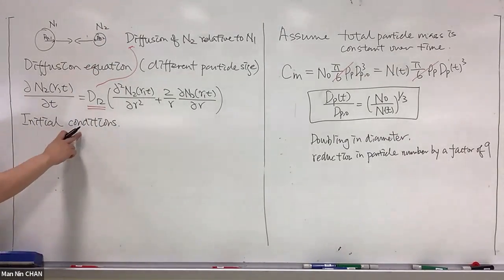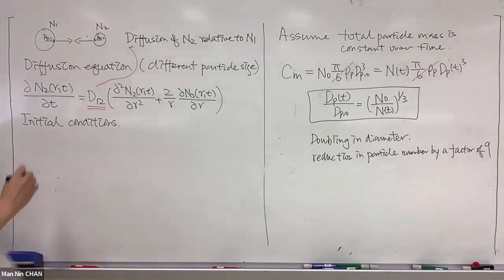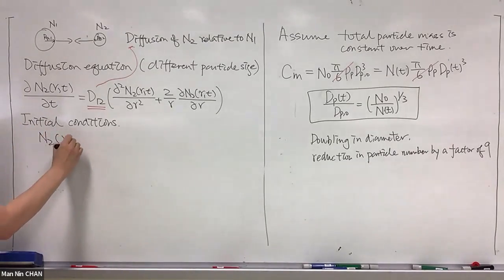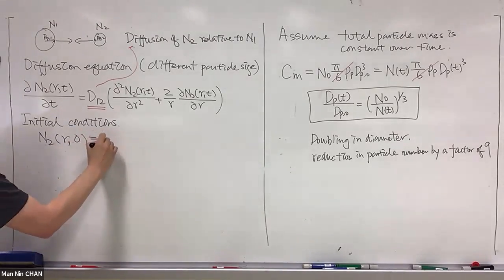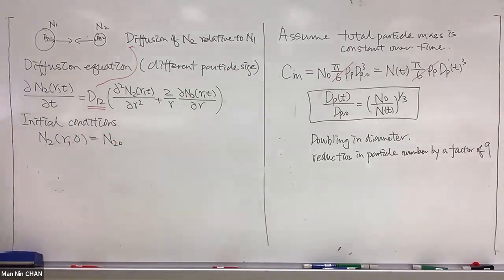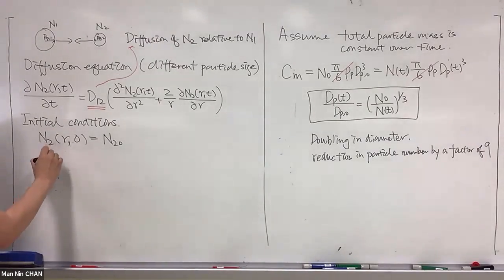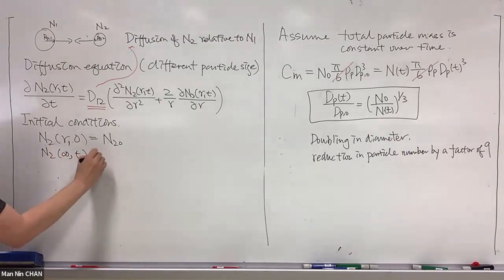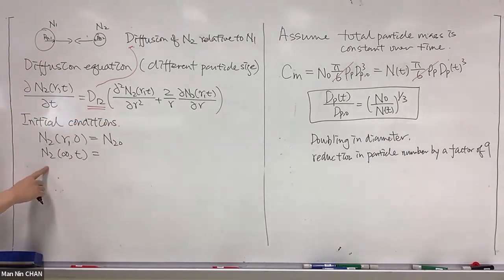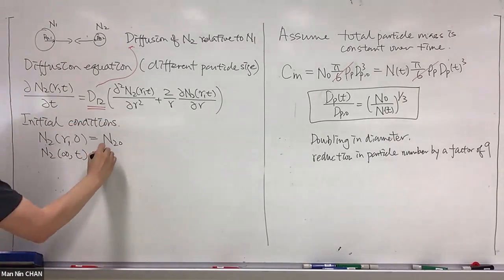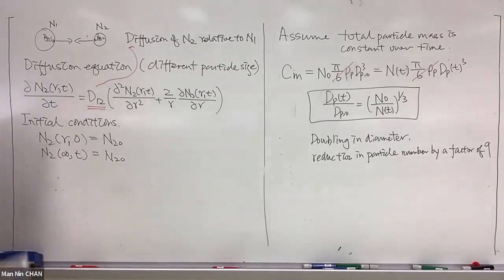You can also set the same initial condition as before: the N2, at any given distance at the beginning, just equals N2 naught. So we have this kind of homogeneous distribution. And also, if N2 is at infinity, far away from your N1 at any time, it is the same constant, also called N2 naught.